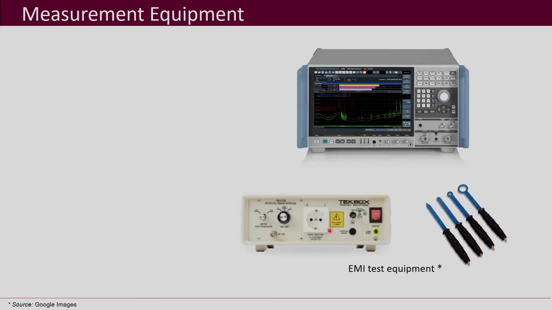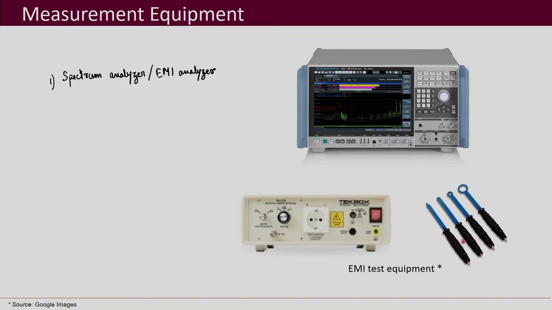Now what are the measuring equipment? The first one, what you see here, is a spectrum analyzer. Sometimes people also call it an EMI analyzer. This is the equipment. What it measures is whatever noise or disturbance voltages there are with respect to frequency. For different frequencies, what is the level of the disturbance? That is what this spectrum analyzer or EMI analyzer is going to measure.